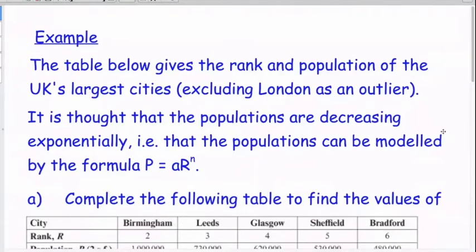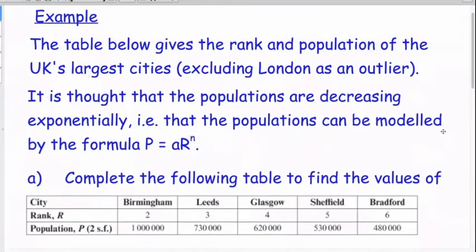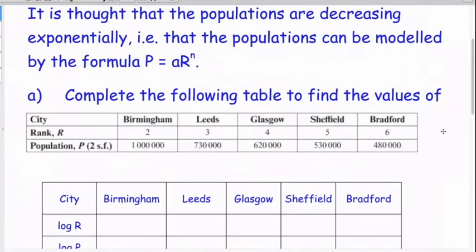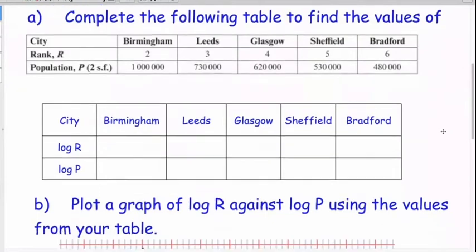So we've got a table of rank and population of large UK cities. They've excluded London as an outlier. So that's why it starts 2, 3, 4, 5, 6 rather than 1, 2, 3, 4, 5. They think that the populations are decreasing exponentially. So we've got P equals A times R to the power of N. And it wants us to just convert these numbers into logs.